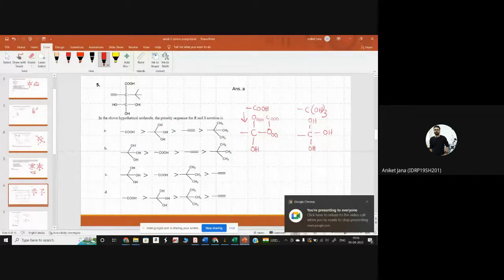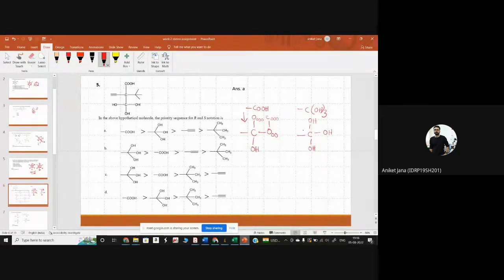Now tell me which one is of higher priority, the COOH group or the C(OH)3 group? COOH. How? Because here carbon is fixed. This carbon is connected to 3 oxygens, and here also 3 oxygens are there. But here the oxygen is connected to hydrogen, whereas there the oxygen is connected to carbon. So that is of higher priority. In the same way we can break the acetylene bond.